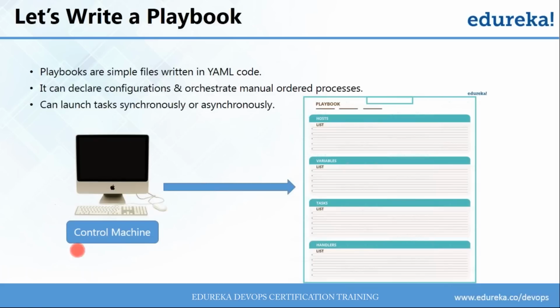So this is the control machine where Ansible will be installed, and this is where you'll be writing your playbooks. So let me show you the structure of how to write a playbook. Now every playbook starts with 3 dashes on the top.